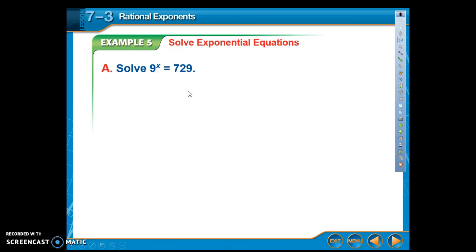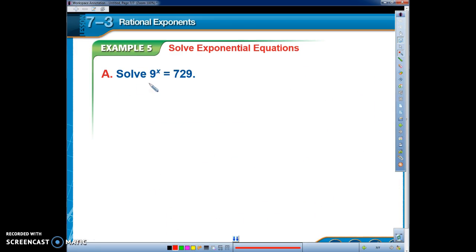Wow, that's busy. Here we go. All right, so this is where we left off in our discussion today. We have 9 to the x equals 729. What we've got to do is get 729 to have the same base as 9. We're trying to solve for x, and it's not as difficult as it looks.